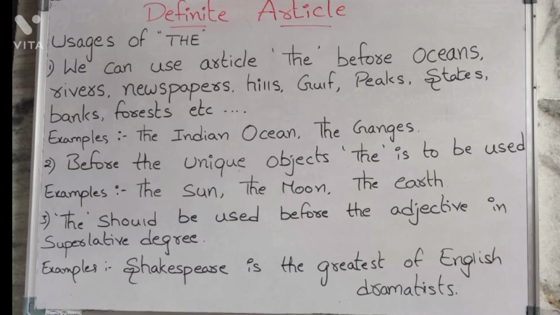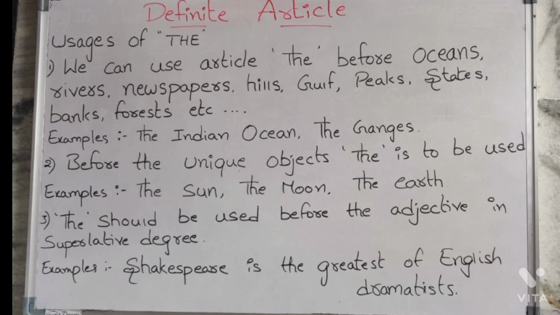And before unique objects the is to be used. For example, sun is unique, right? So we say the sun, we don't say just sun in a sentence. So we use the sun, the moon, the earth. These are all unique objects, so we use the before all these things.